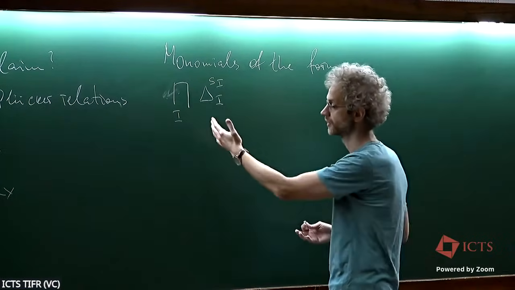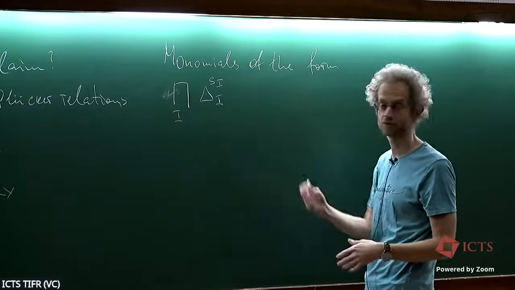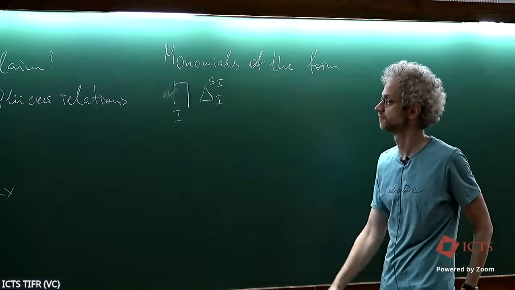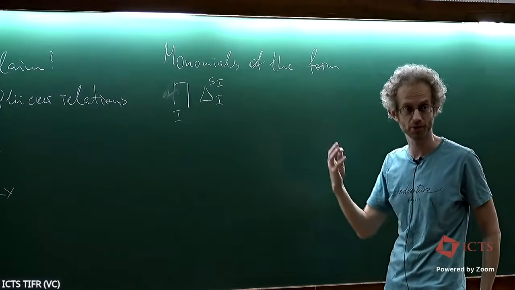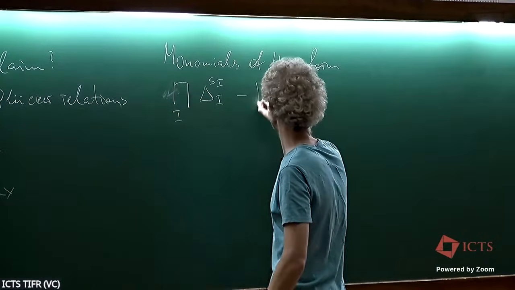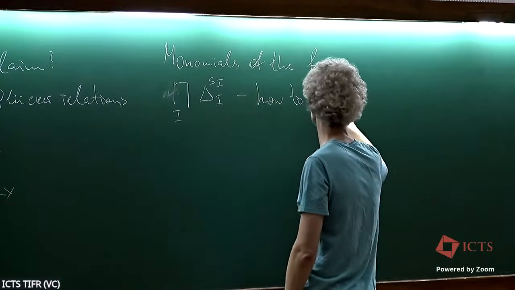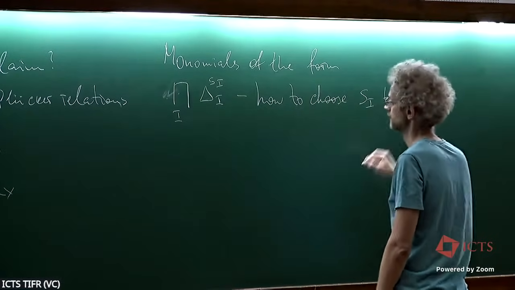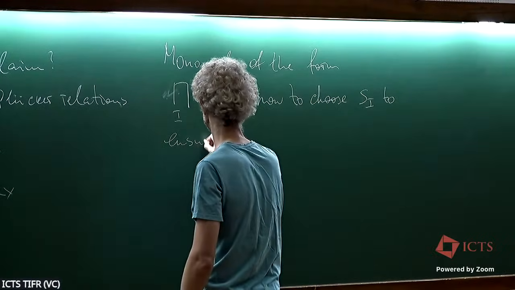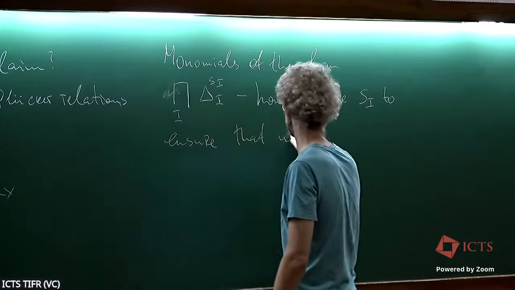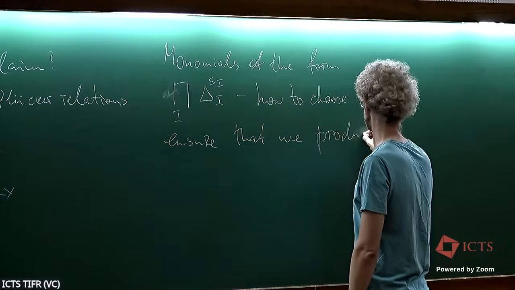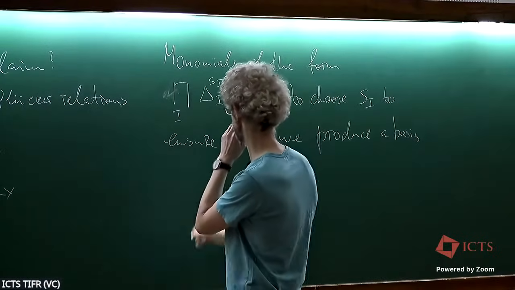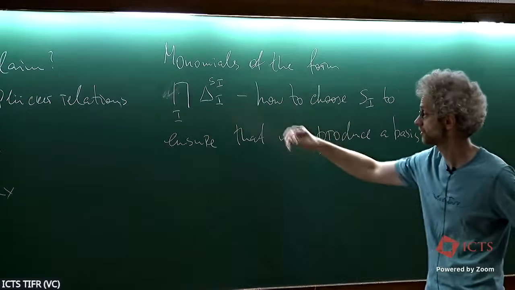So we're not in the polynomial ring itself, but in the quotient, so we have to be clever enough to choose these exponents in order to get a basis, right? So the question is how to choose S_I to ensure that we produce a basis. And the answer is given by the following idea. So this has to be a semi-standard tableau.